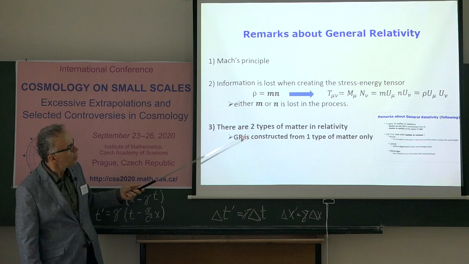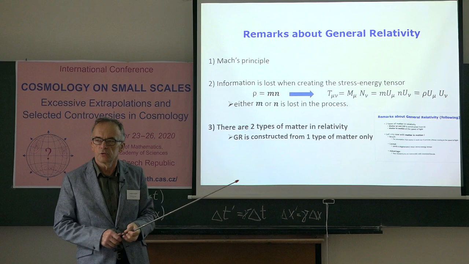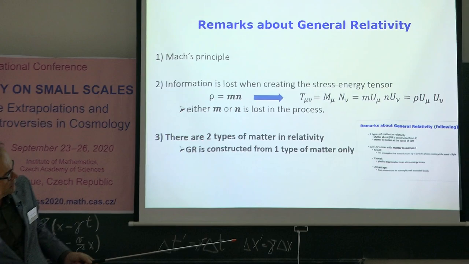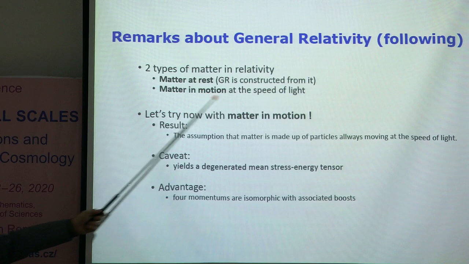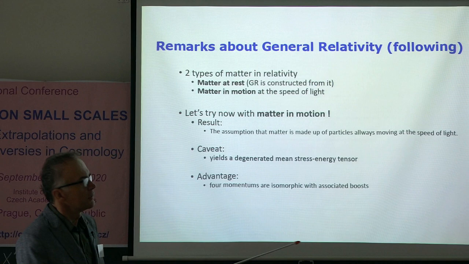It's the fact that already in relativity, there exist two types of matter, two types of energy. Energy is only constructed from one type only. I go into this slide here, explaining this in detail. The remark about general relativity is that there is matter in motion at the speed of light. Then, if so, it is true in every frame. But the rest is composed of matter at rest, of course.